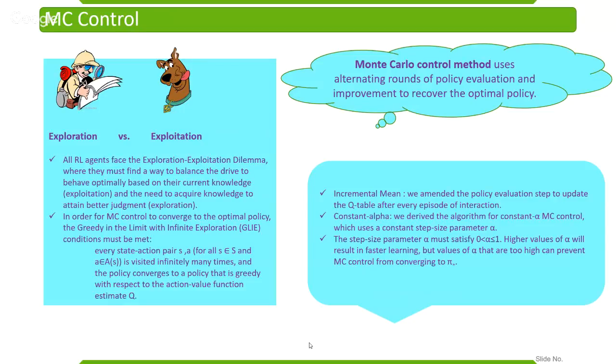So basically, there's a concept of incremental mean that is being done when we evaluate the policy. We amended the policy evaluation step to update the Q table after every episode of interaction. After every episode, you take the mean from your Q table, that which is the best action, and average out the values. And then there is the concept of constant alpha. You derive that value, which uses a constant step size parameter.